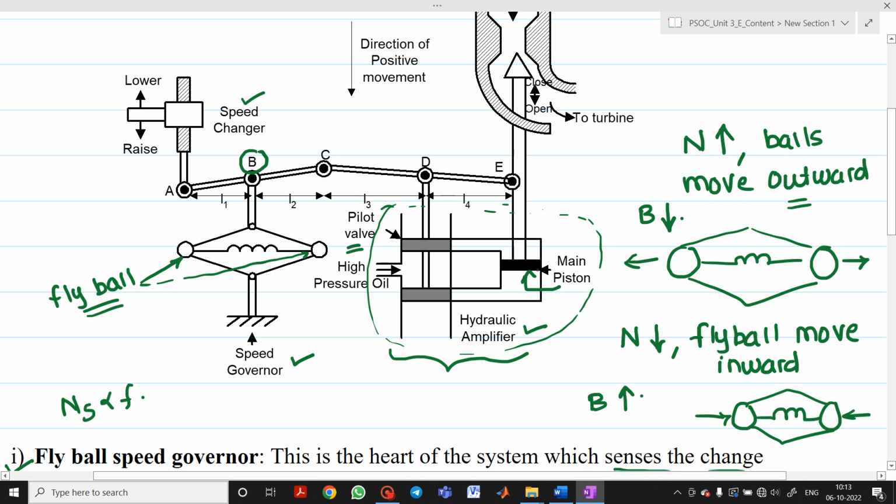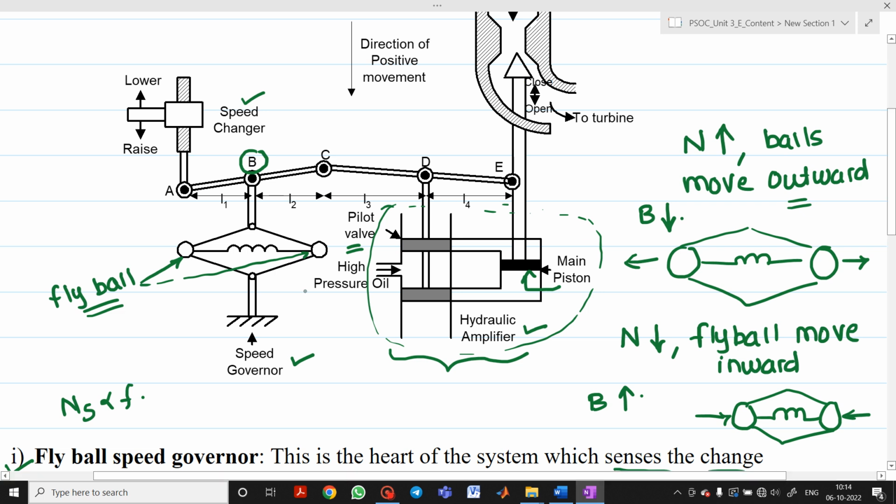Pilot valve needs low power and main piston requires high power. Obviously, if you see the total volume here, the volume of the pilot valve is less as compared to that of the main piston. So the power required for the movement of the pilot valve is less, and the power required for the movement of the main piston is more. Here, the low power level pilot valve movement is converted into high power level piston valve movement. Why is it required? It is necessary to open and close the steam valve against high pressure steam.